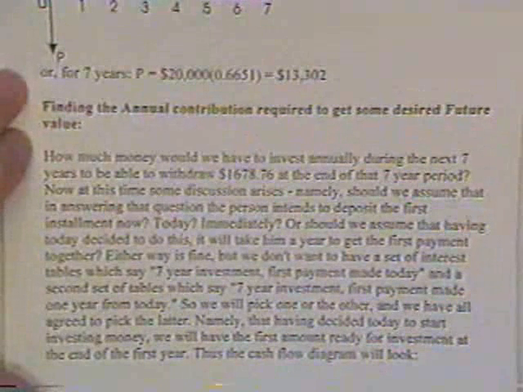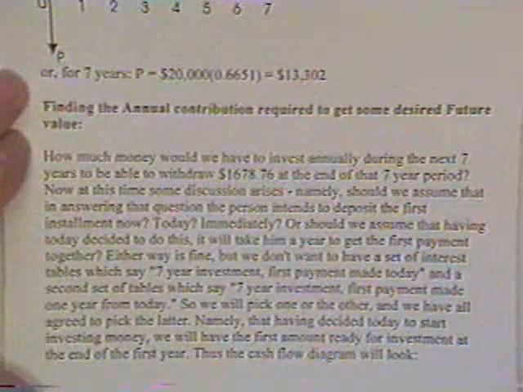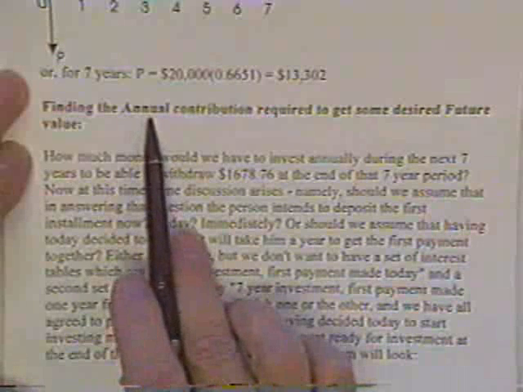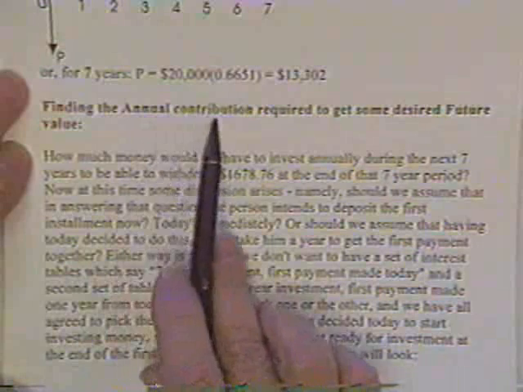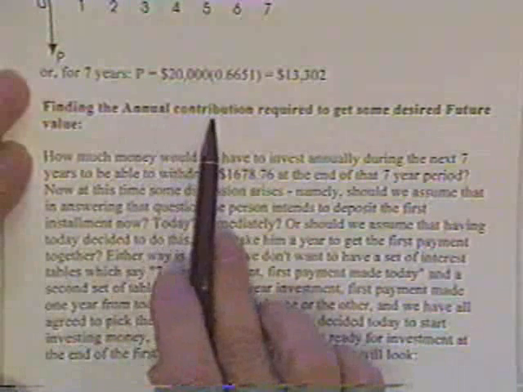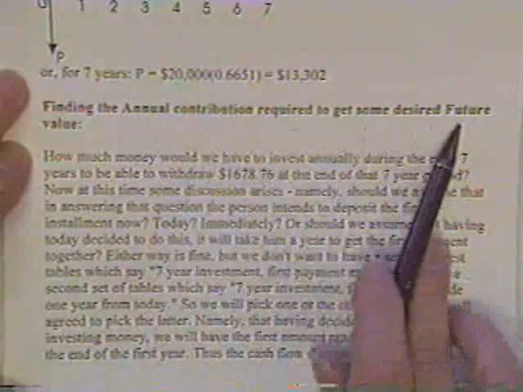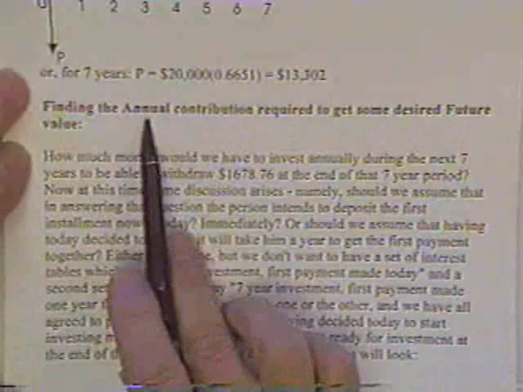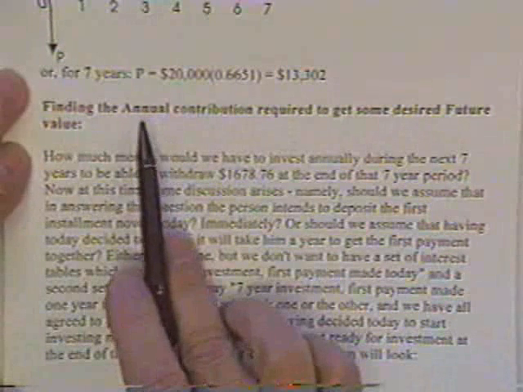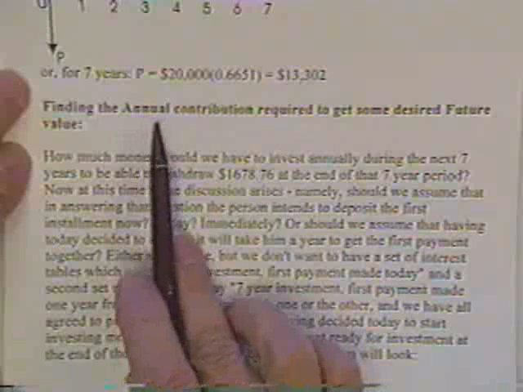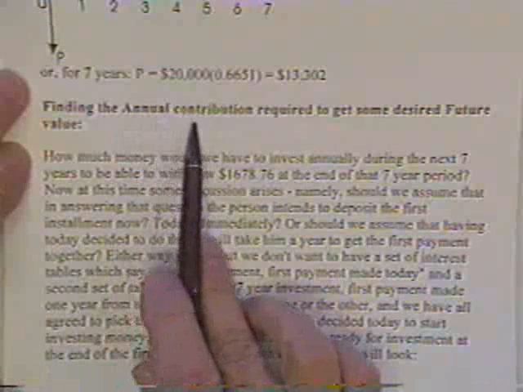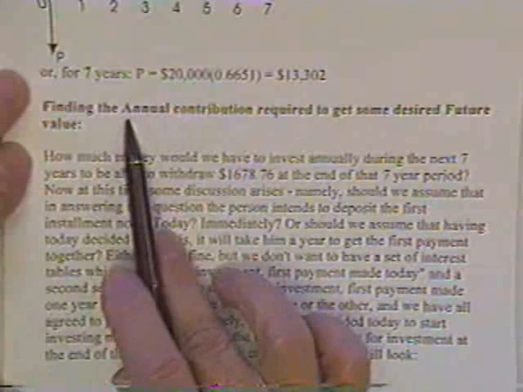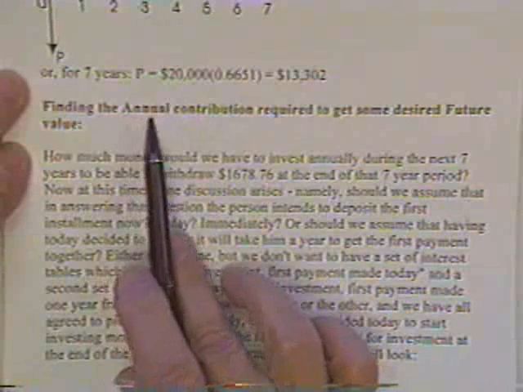Now, another often done operation is finding how much you have to put in the bank each month or each year in order to get some desired future value. A lot of people call that an annuity. Some people call it an annual amount or an annual contribution. They all have the letter A, and so we use the symbol A to denote an annual amount.